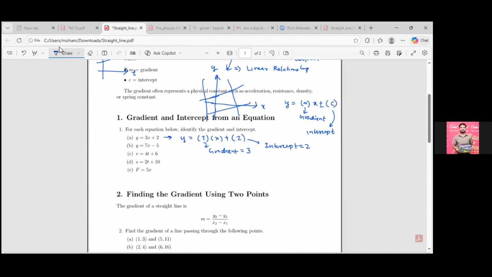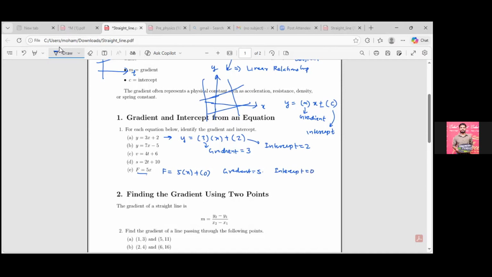Okay. Now, let's say you have a relationship like this. In these relationships, you can easily find the gradient and the intercept. If I consider the e part, f equals 5x, 5 times x, and you don't have anything added. So let's say 0, nothing's added. So gradient will be 5 and intercept will be 0.